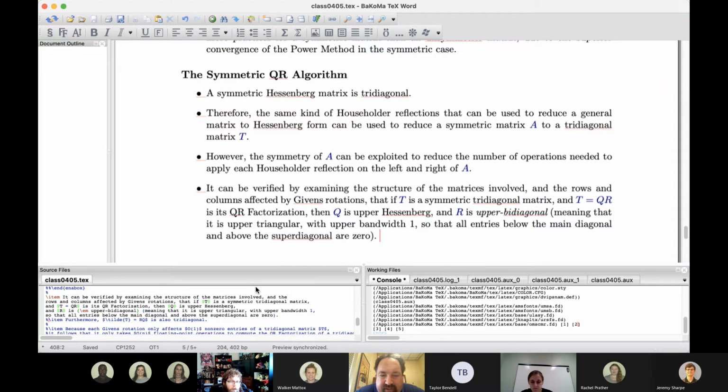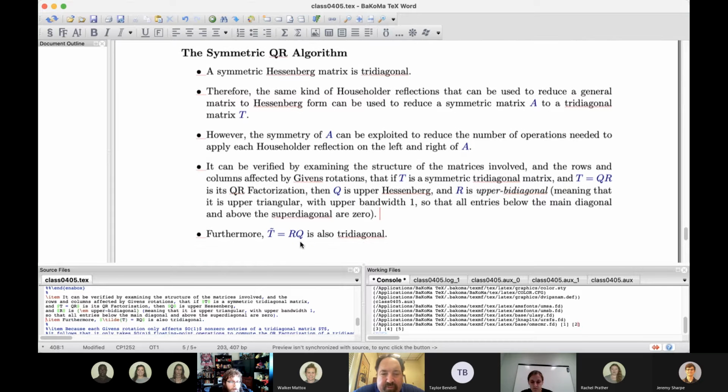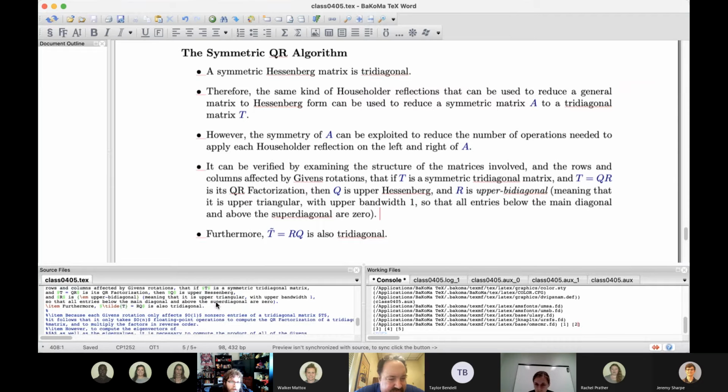And one really nice thing is, when you multiply the factors in reverse order, like in the QR algorithm, the result is also tridiagonal. So just as in the unsymmetric case, Hessenberg form was preserved, here tridiagonal form is preserved, which makes sense because you're preserving symmetry and you're also preserving Hessenberg form. And because you have both, it means it has to remain tridiagonal too.